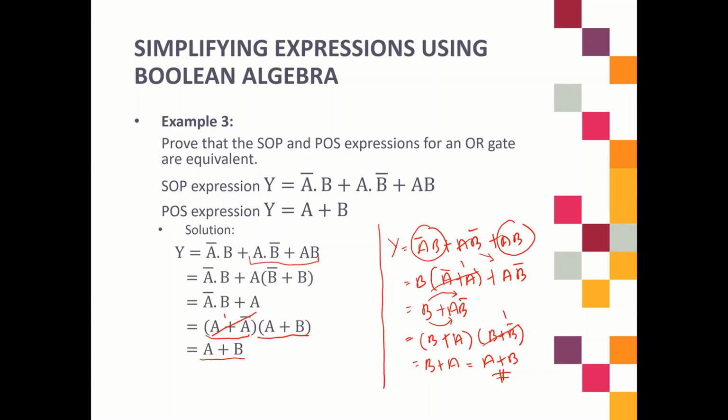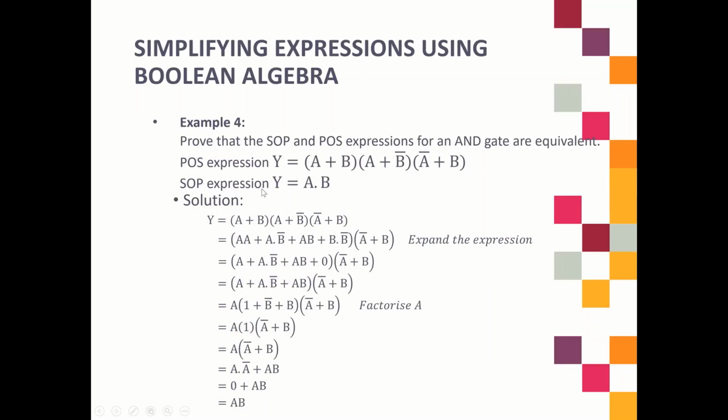So we look at the next example, which is example number 4. This is also a proving question: prove the SOP and POS expressions for an AND gate are equivalent. So you are given two expressions, POS and SOP. As I told you earlier, if you are given the POS expression and you need to simplify it, the first step is to expand. So here you can refer, the first step is you expand the expressions.